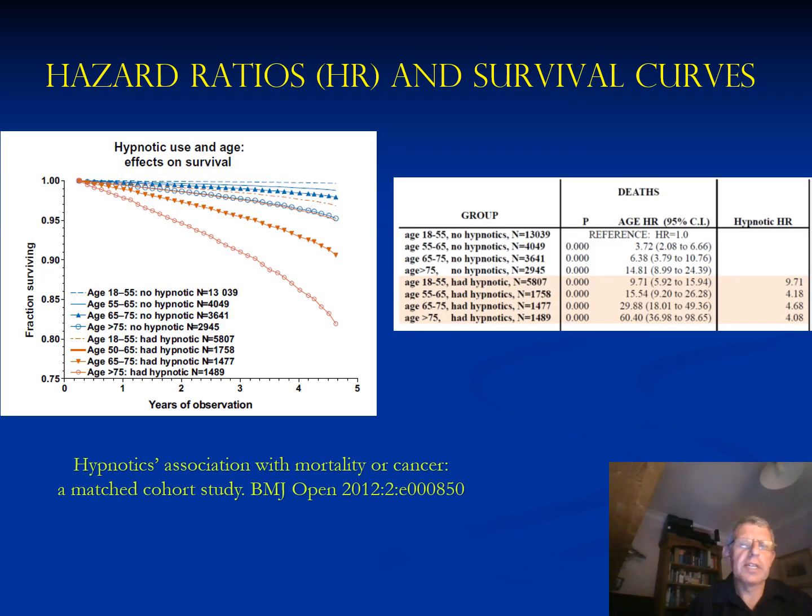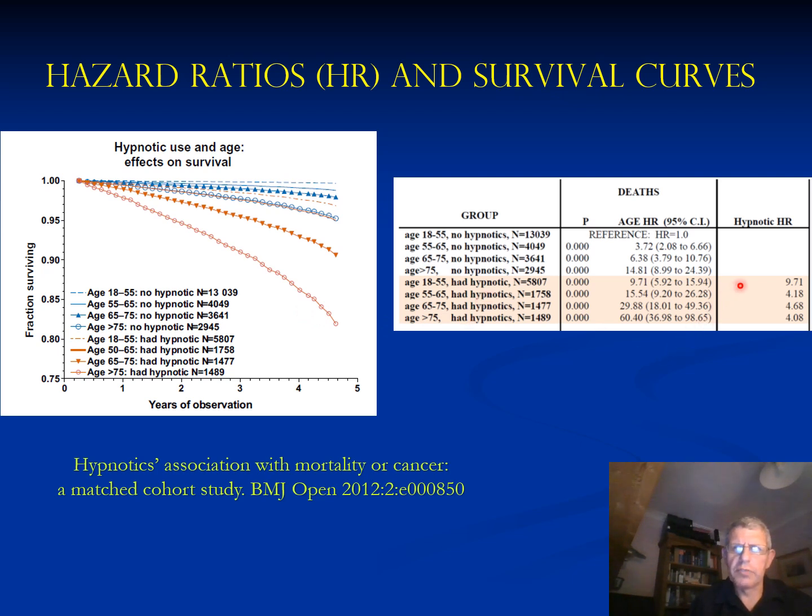So here we can see an example of the principles that I've just been explaining from a paper in the BMJ Open looking at hypnotics' association with mortality. Here we can see different curves associated with either having hypnotics or not having hypnotics, and different age groups. And over here we see the hazard ratios which are derived from these curves.